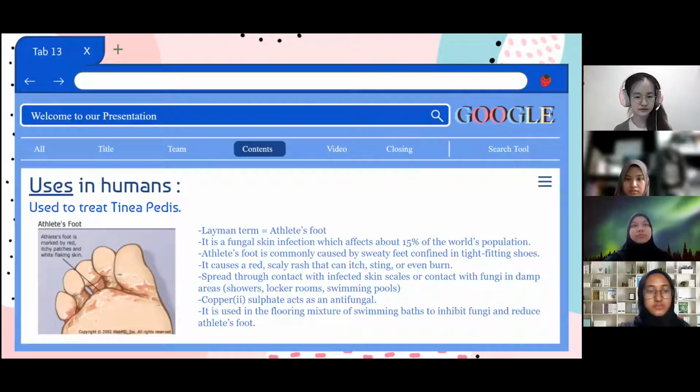The main point is here. Tinea pedis spreads through contact with infected skin scales or contact with fungi in damp areas such as showers, locker rooms, and swimming pools. Hence, copper sulfate acts as an antifungal. It is used in the flooring mixture of swimming baths to inhibit fungi and reduce athlete's foot.